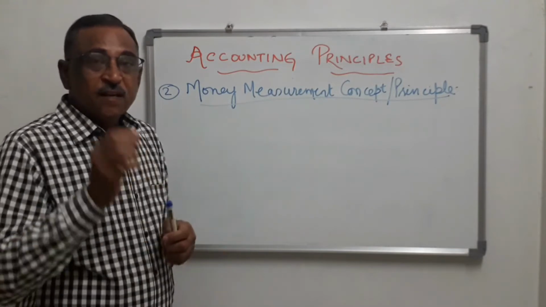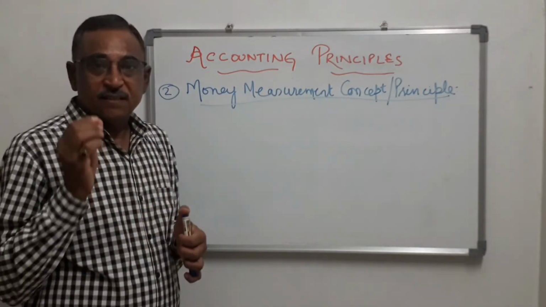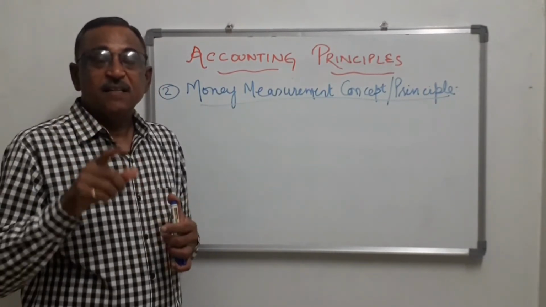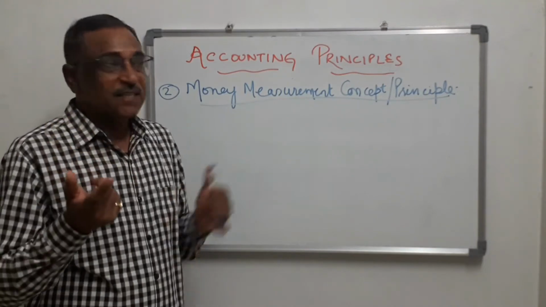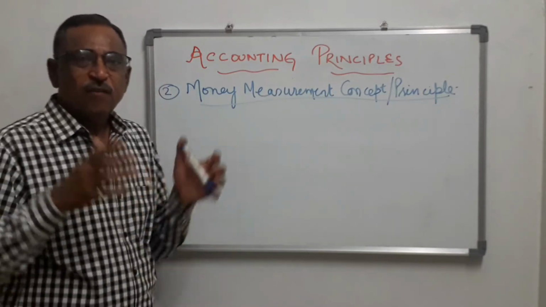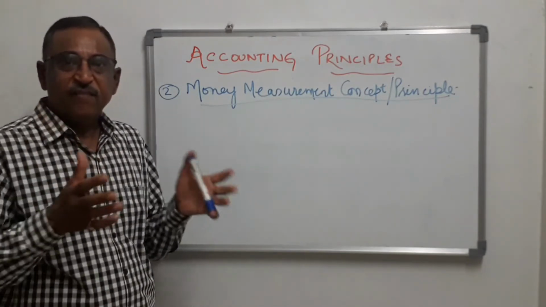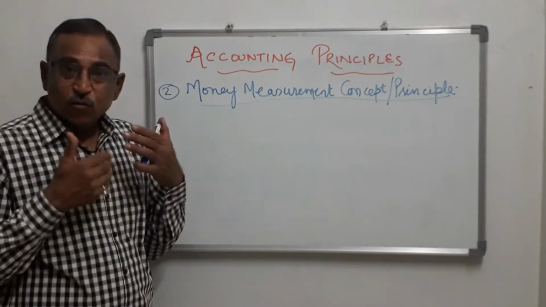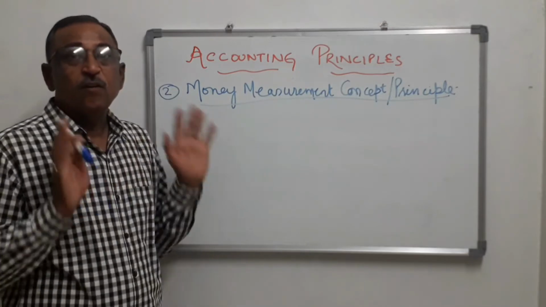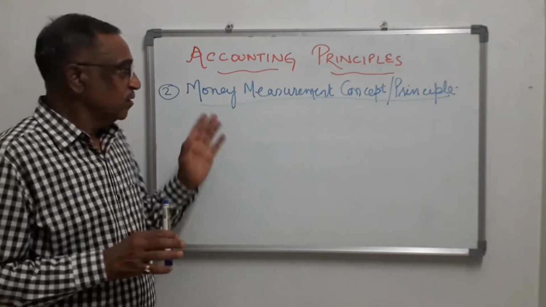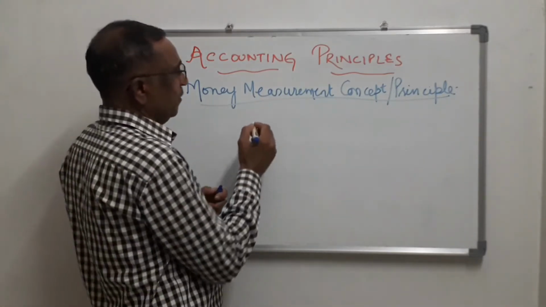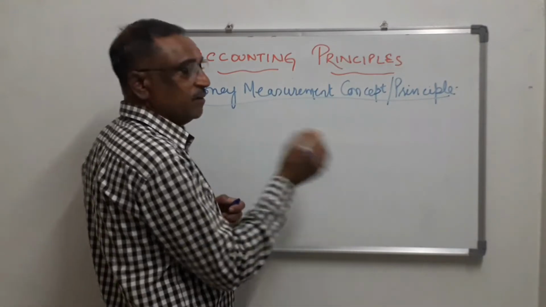Clear? And there may be times when certain things are very important and crucial for the business, but since those cannot be expressed in terms of money, they will not be recorded. For example, the honesty of the employees. You have very honest, efficient and effective employees, but since these qualities cannot be measured in terms of money, we are not going to record them. So transactions capable of getting converted into money will be recorded.